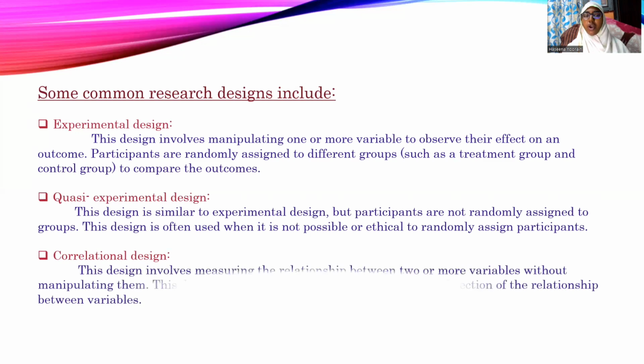The next one is correlational design. It is very simple. It means measuring a relationship between two variables without manipulating them. It means the researcher cannot manipulate the data and the result. Whatever outcomes he gets, he has to publish and report the same with the institutions. It helps in exploring the strength and the direction of the relationship between the variables.